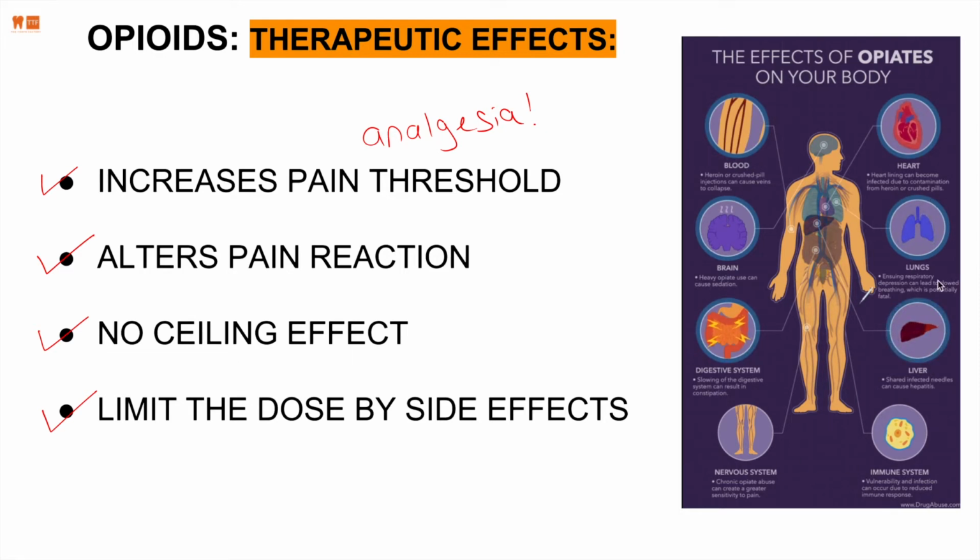And there are several other effects on the body, such as on the brain, where it can lead to sedation and depression. On the lungs, it can cause respiratory depression and so on and so forth. In the digestive system, it can lead to constipation. In the liver, it can lead to hepatitis. In the nervous system, throughout the body and extremities, it can lead to sensitivity to pain being greater, only when there's opioid abuse. So too much use can actually lead to excessive pain. On the immune system, we are more susceptible to infections, due to the reduced immune response. Now, these are just a little overview of what opioids can do to our body.